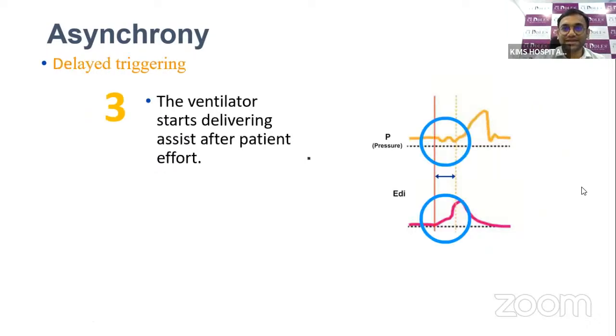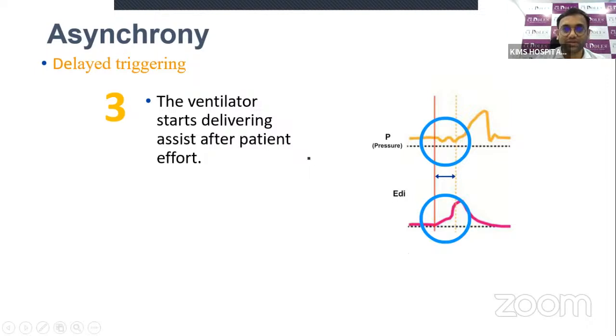The next thing is a delay in the trigger. The first one we have missed completely, the second one we are unnecessarily giving the breath, and here we are delaying triggering the ventilator. The brain wants to start the breath, right? It has provided the impulse, and this impulse wants the baby to start breathing. However, there is a delay, because even though the diaphragm has contracted, we are waiting for the flow to change. The ventilator will start delivering only after the baby's respiratory effort, so there is a delay in triggering.